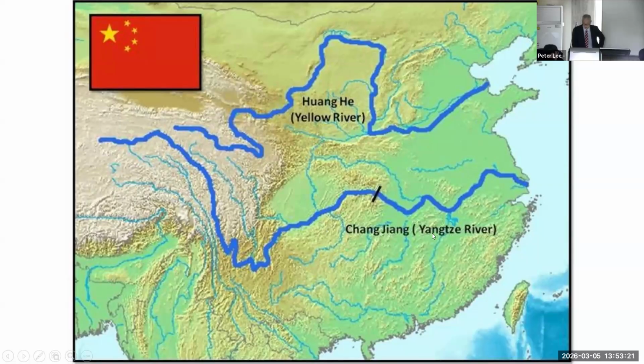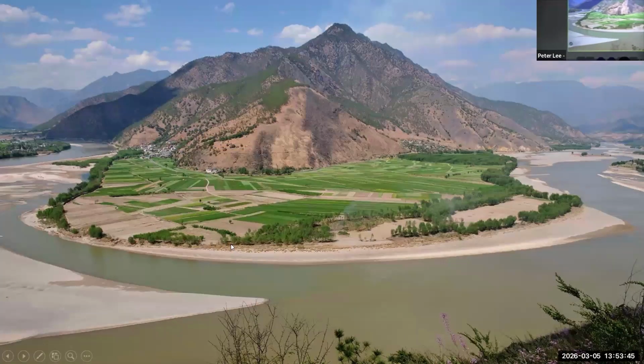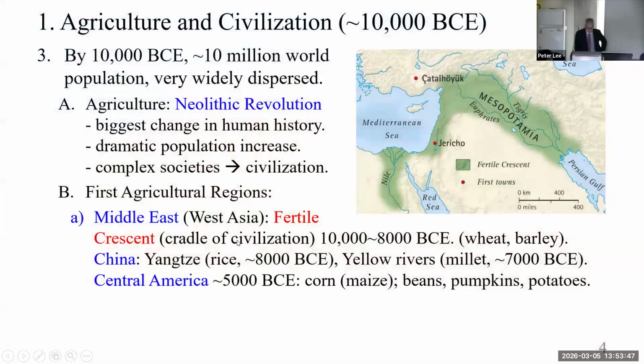So apparently agriculture started happening at the Yangtze way earlier, and yet somehow civilization started not around the Yangtze River, but around the Yellow River much later. So that's an interesting thing that happened in China. I think this is a picture of the Yangtze River, these winding rivers, waterways.